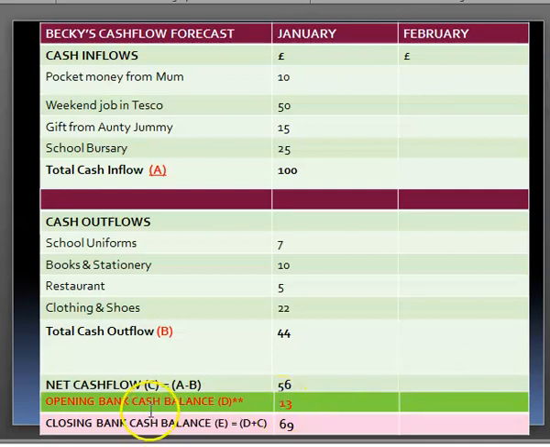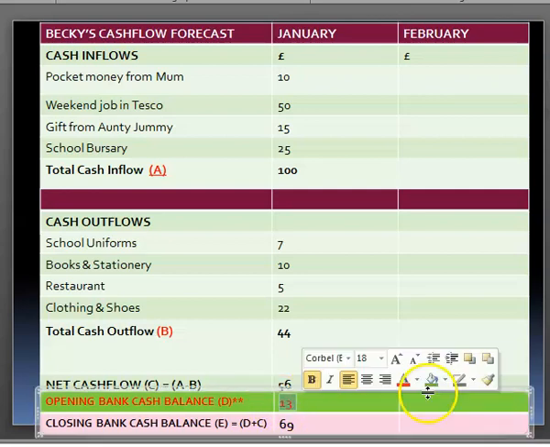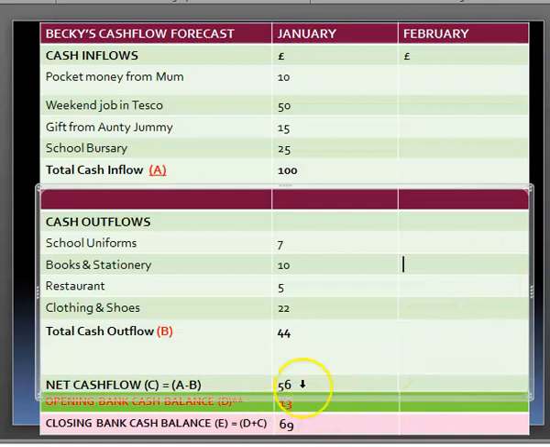So that £13 is called your opening cash balance. That is the money you have before you start getting money from me, from Auntie Jumi, from Tesco, from Bosri. So you had this money for yourself. Okay, so it's £13, and you put that £13 here. When you put that £13 here, you're going to add the £13 to how much remains after you have done all your transactions.